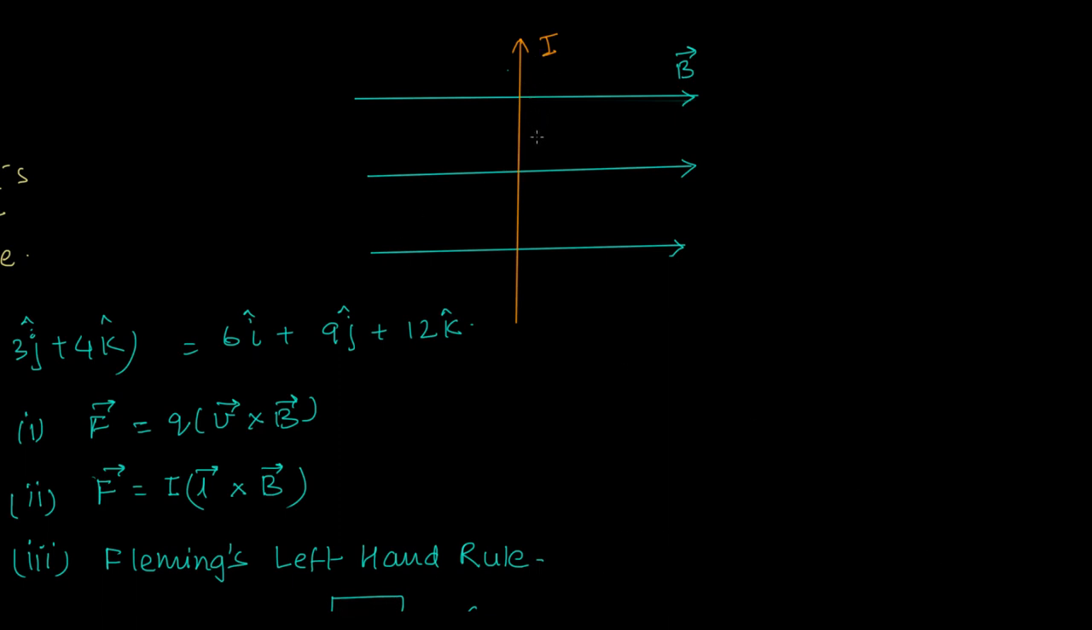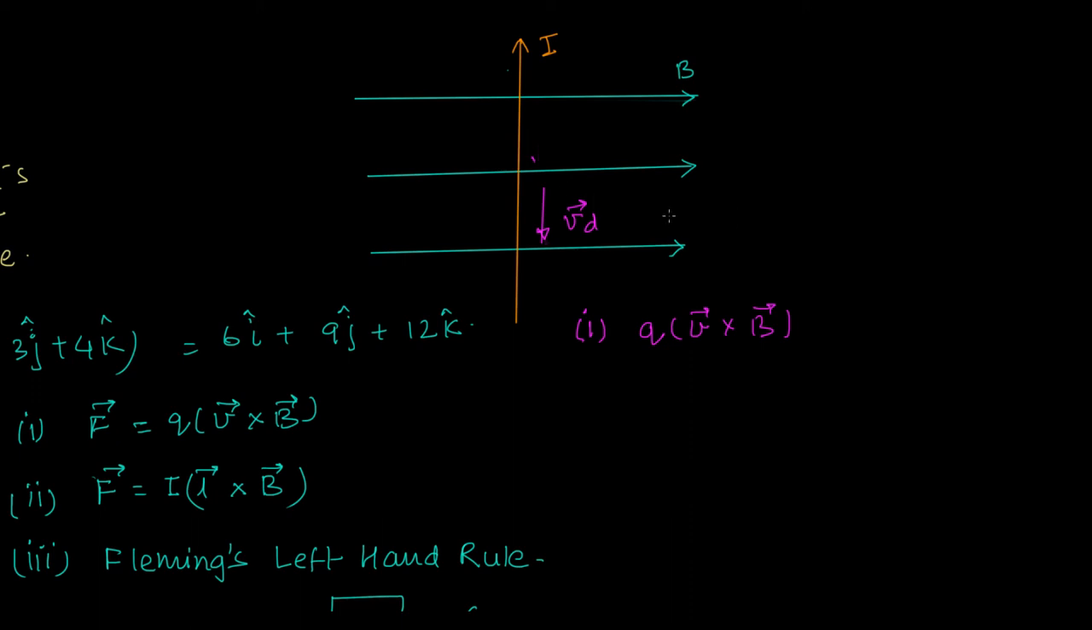So this is the direction of the current. This is the direction in which the electrons move. Right? Let me make it slightly bigger. This is the direction in which the electrons move. This is your VD, right? Now let's try to get the direction of the force on this conductor using QV cross B that we have already seen.